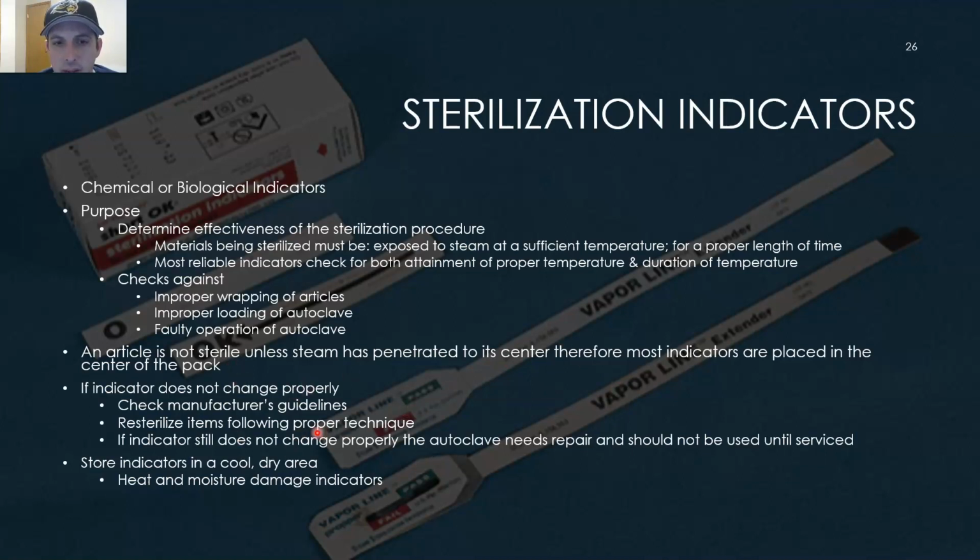If the indicator does not change properly, and usually these will just change colors, we'll look a little bit more about that here when we look at both chemical and biological indicators, then we know that there is a potential problem if they did not change, right? And so if they don't change, we obviously have to go through that. And if it still doesn't work after we've rechecked it, we've tried again, then the autoclave probably isn't working and we need to get it serviced.